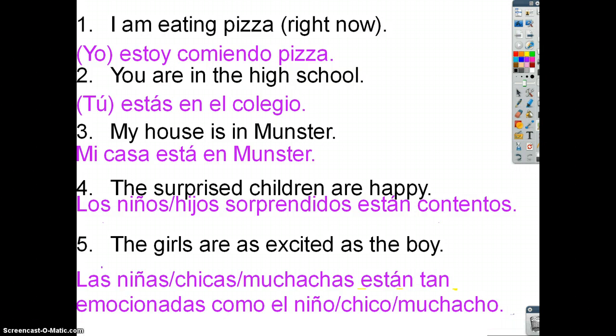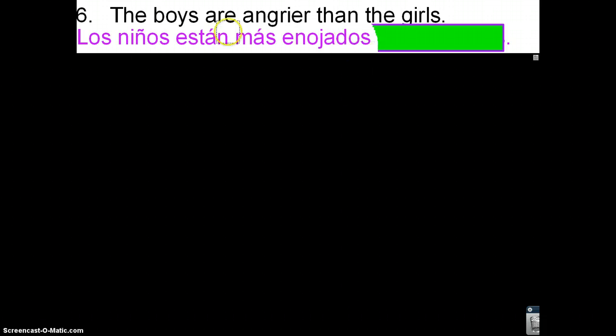Moving on. Number 6, the boys are angrier than the girls. In Spanish, there is not a way to add -er to an adjective. You have to rephrase what you're saying. So what we're really saying is the boys are more angry than the girls. More blank than, más blank que. So the boys. Los niños. This is an emotion. So están más with an accent. Enojados to match the boys, the subject of the sentence, than que las niñas.